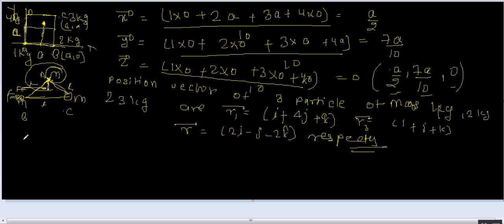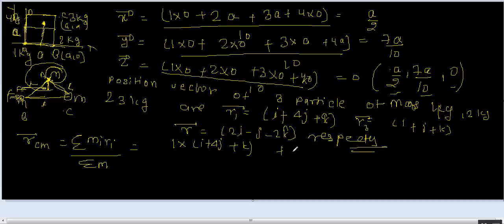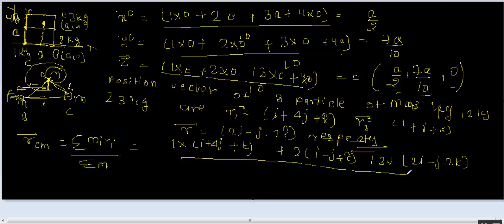So you know what is the R_CM? R_CM is summation of M_i r_i divided by total M. So can I write 1 into (i plus 4j plus k) plus 2 into (i plus j plus k) plus 3 into (2i minus j minus 2k), divided by 6.